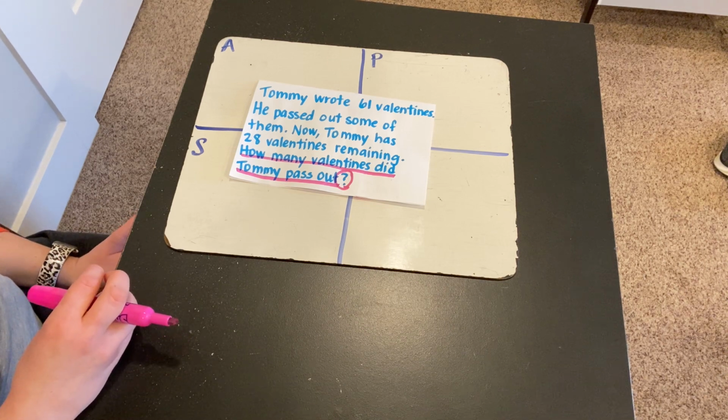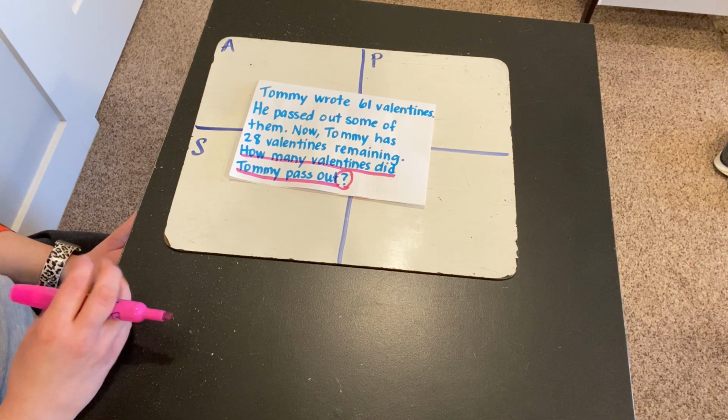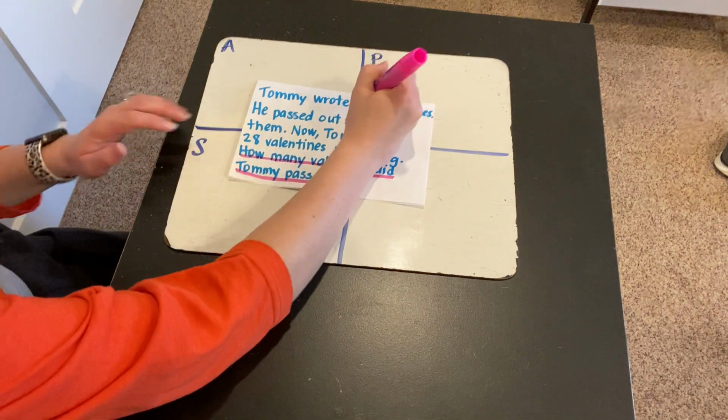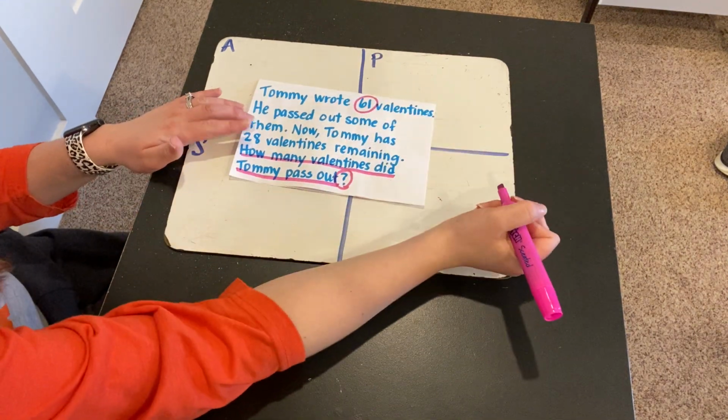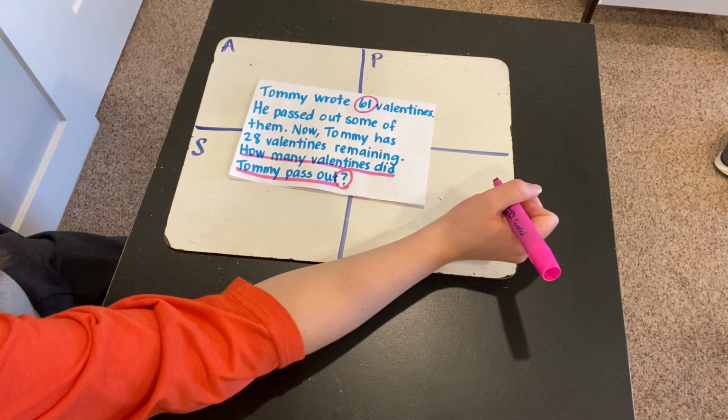Listen to each sentence. Tommy wrote 61 Valentines. Do you hear anything important in that sentence? 61, right? 61 tells us the number of Valentines that Tommy wrote.